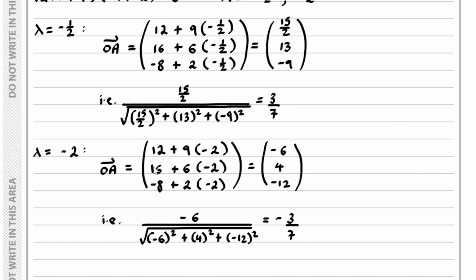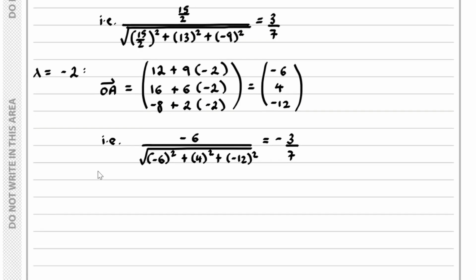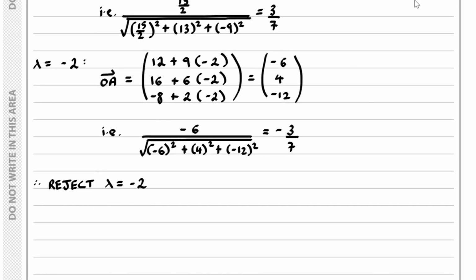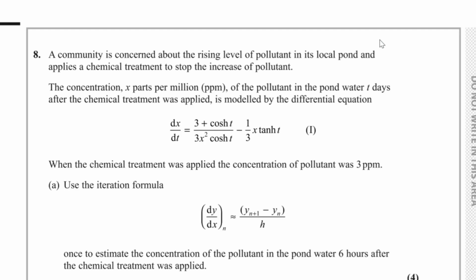So we need to reject the value of lambda equaling minus 2. And rejecting the value of minus 2 will leave us with the following. We've got A with coordinates 15 over 2, 13, and minus 9. This is the only solution.